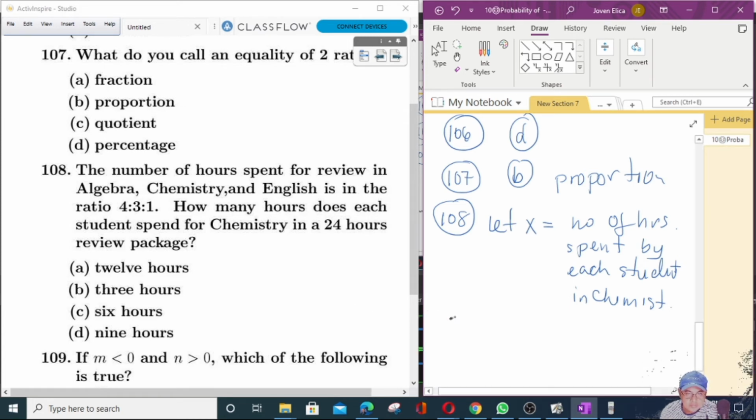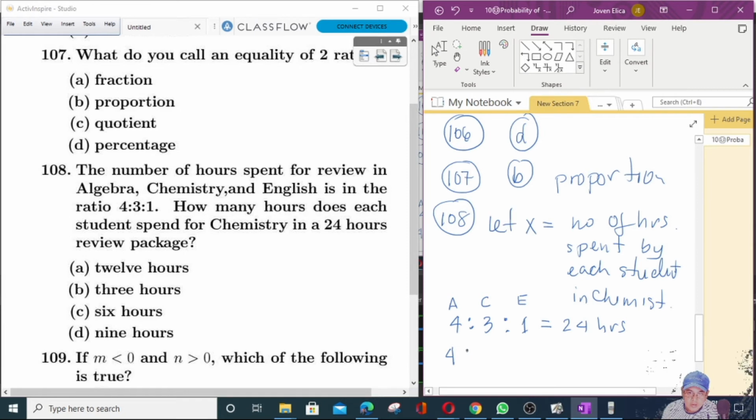And then on the given, we express the given as 4:3:1. This is algebra, this is chemistry, and this is English. This is the ratio. It asks how many hours chemistry takes in 24 hours. So we will equate the sum of the ratio to 24 hours, and we multiply each subject by x, where x is the number of hours spent by each student.